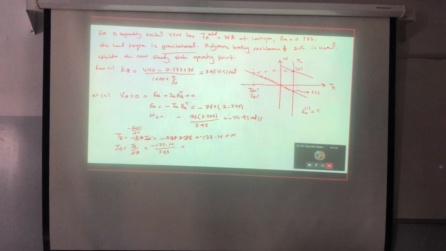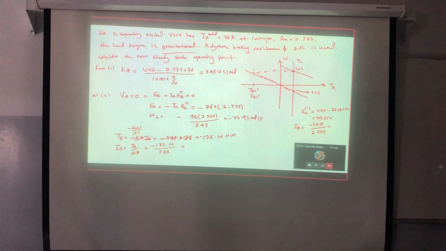Now EA at point 1 will equal what? It will equal 440 minus 76 multiplied by 0.377, and this will equal 411, I think. Let's calculate it: 411.35 volt. Now, if I need to calculate I braking, it will equal minus 411.35 over R total, which is 2.377, and this will equal to what? Minus 173.